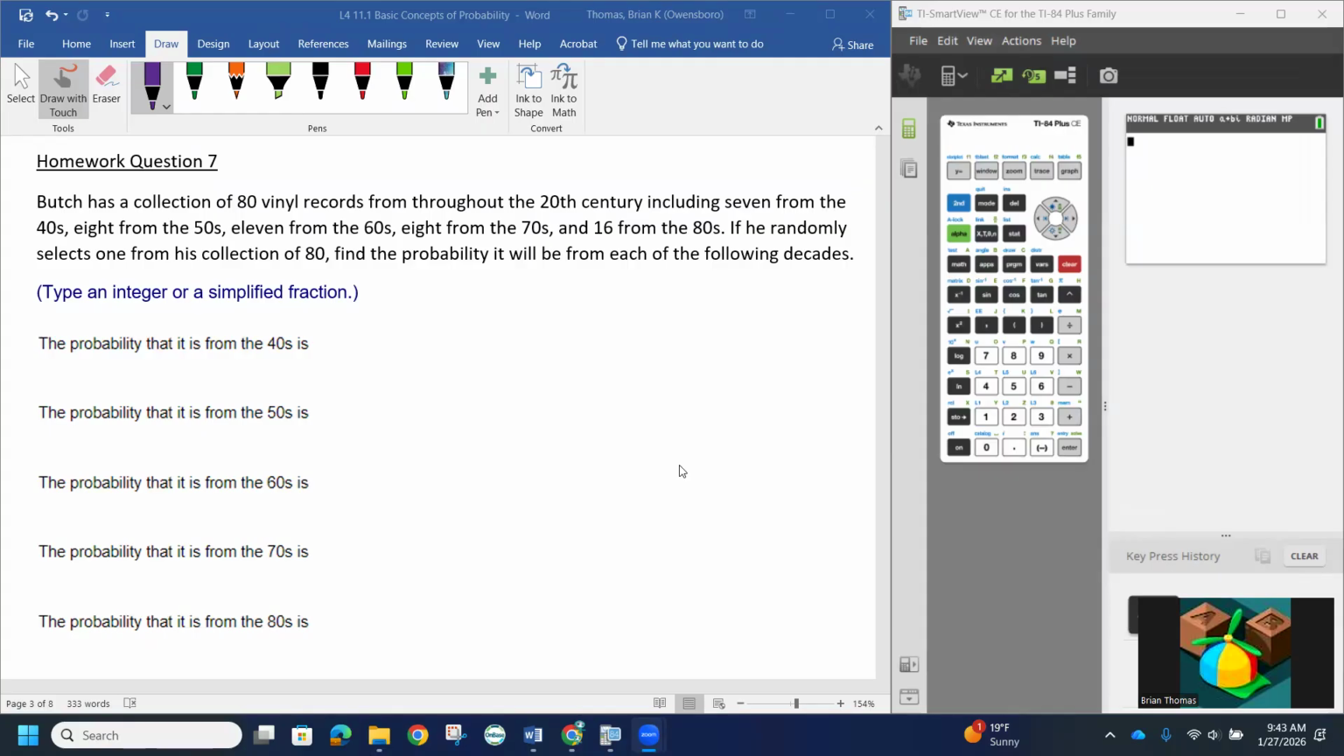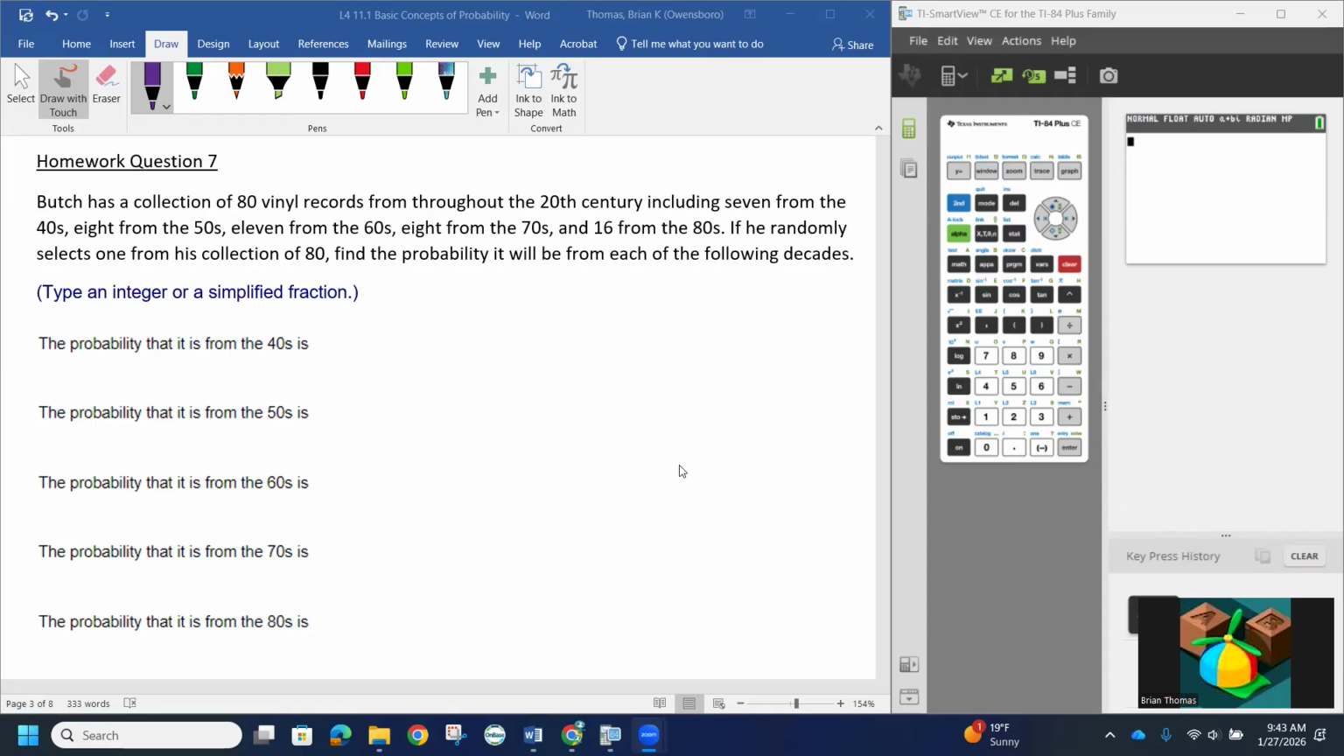So Butch has a collection of 80 vinyl records from throughout the 20th century. So this is like the 1900s. So including seven from the 1940s, eight from the 1950s, 11 from the 60s, eight from the 70s, 16 from the 80s. If he randomly selects one from his collection, find the probability it will be from each of the following decades. So he's only going to choose one out of 80. So the question is, what's the probability that this is going to be from the 40s?